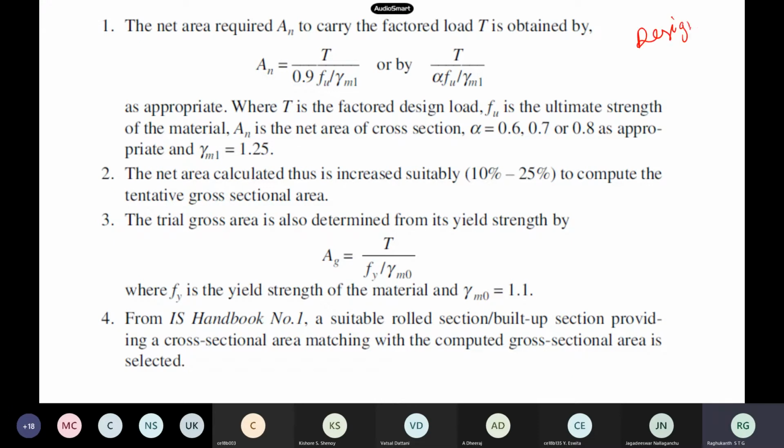If you want to design any tension member, these are the design steps. The first thing is that the load will be given to you. And the length also, like if it is a truss member, what should be the length of the member? That also may be given to you.